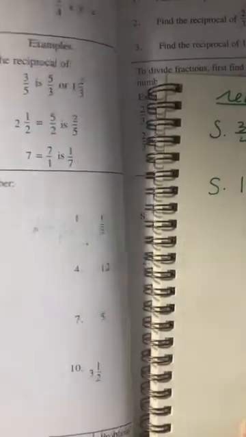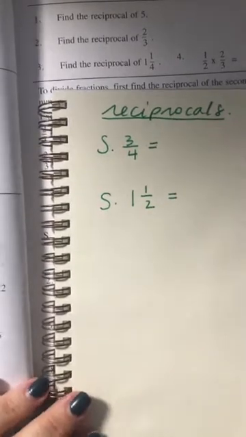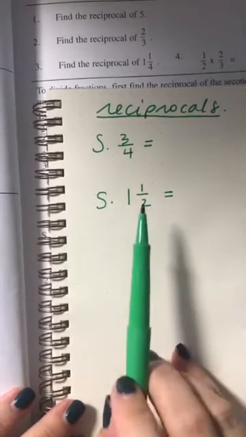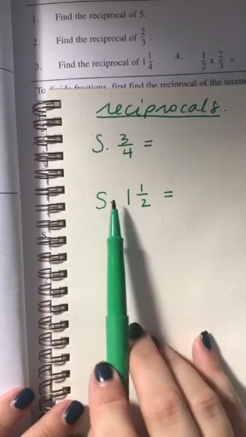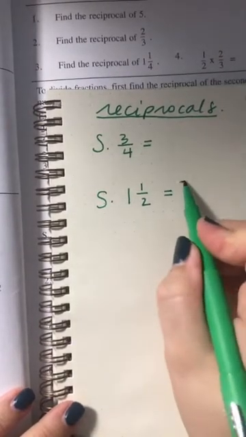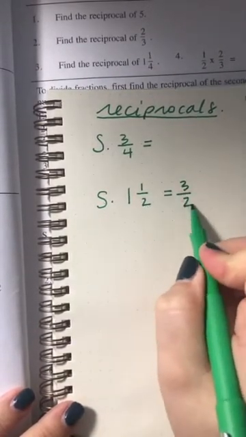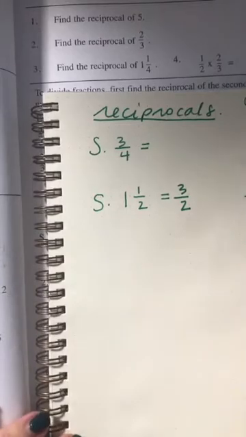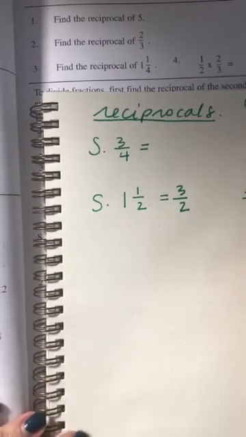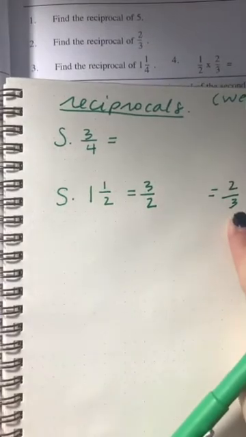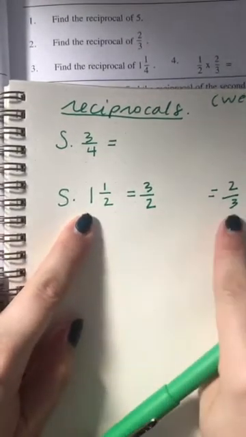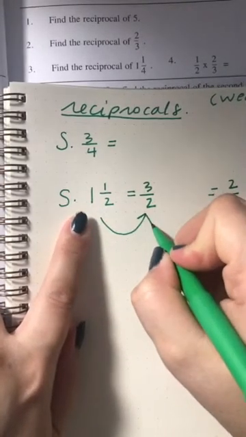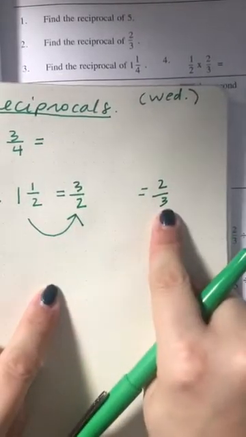And the way that we find the reciprocal for 1 and 1/2 is to first change it to an improper fraction. So just like we did on Monday, we're going to multiply 2 times 1 is 2 plus 1 is 3 over our denominator 2. But we don't stop there. Remember, we're finding the reciprocal, so we have to invert it. So it would be 2 over 3. So that means the reciprocal of 1 and 1/2 is 2 over 3. So just don't forget, once you change your mixed numeral into an improper fraction, you have one more step.